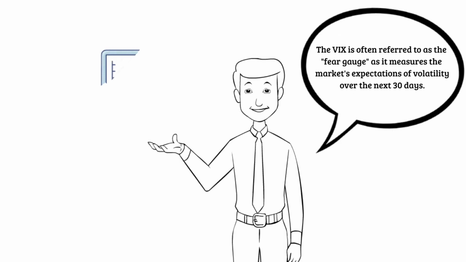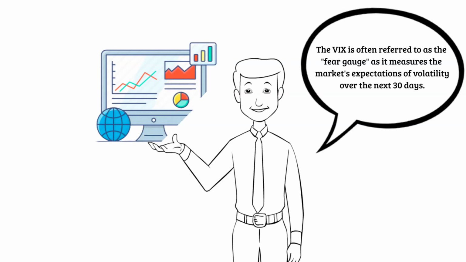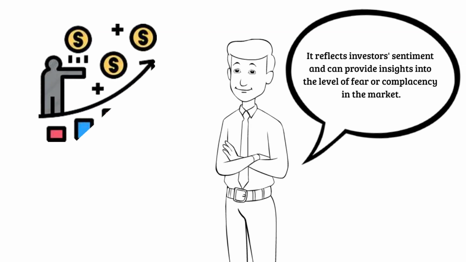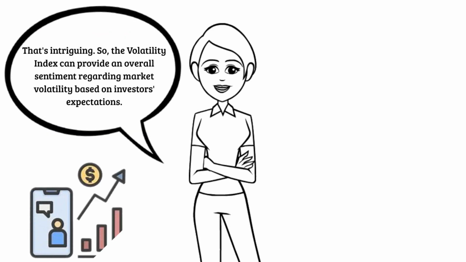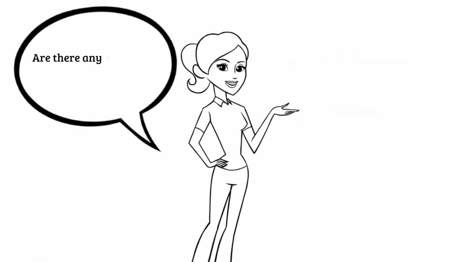The VIX is often referred to as the fear gauge, as it measures the market's expectations of volatility over the next 30 days. It reflects investors' sentiment and can provide insights into the level of fear or complacency in the market. That's intriguing. So, the Volatility Index can provide an overall sentiment regarding market volatility based on investors' expectations. Are there any other tools or indicators that traders use?